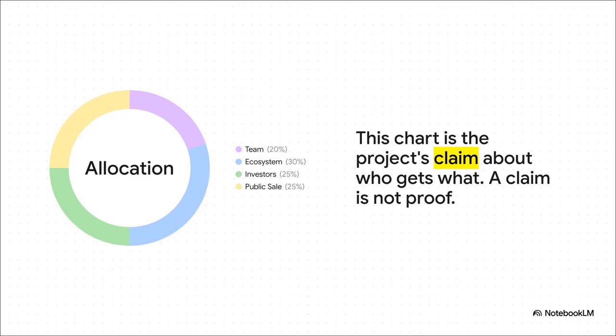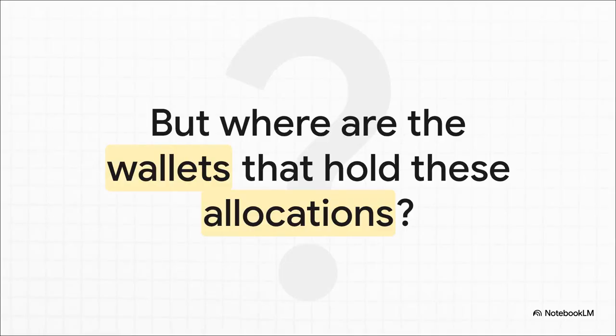And yeah, this is where you see all those pretty pie charts showing how tokens are split up between the team, the ecosystem, and so on. But here's the thing you have to remember. That chart is just a picture. It's a claim. It's what the project says the distribution is. So that leads us to the single most important question you can ask. Where are the wallets? Seriously, if the chart says 20% goes to the team, then where's the public wallet address holding that 20%?